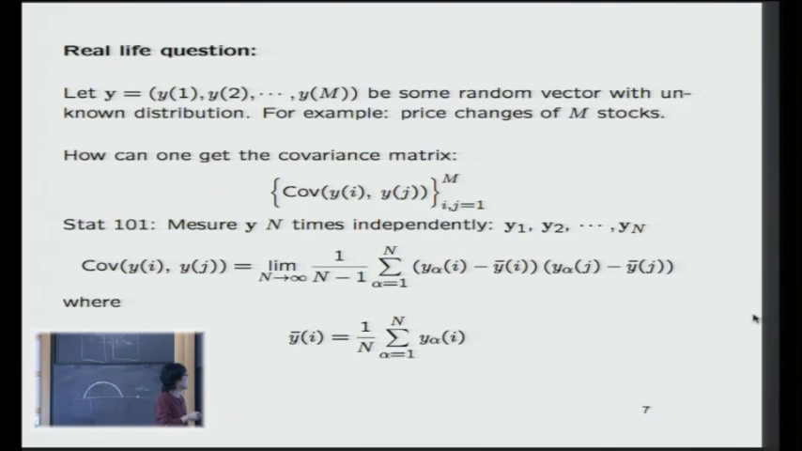Then what do you do? The standard way is to measure y n times independently. You will get n vectors, and to calculate this covariance matrix, you calculate this: for different alpha, y alpha i minus the mean, multiplied by y alpha j minus the mean, and let n go to infinity, then you will get this number. This is very standard, but of course you need to know a little bit about why. Of course you cannot just say it's totally.